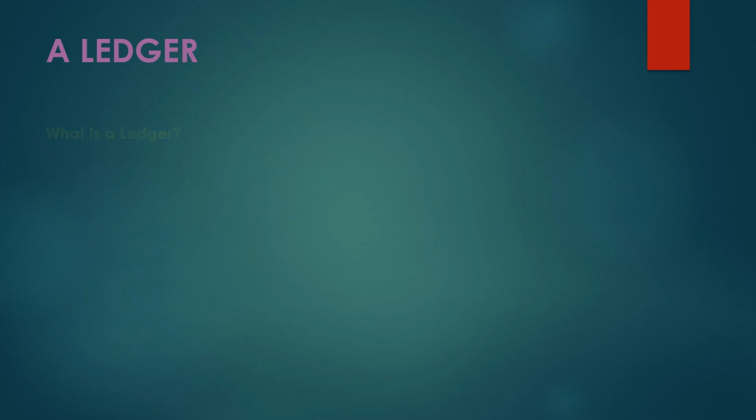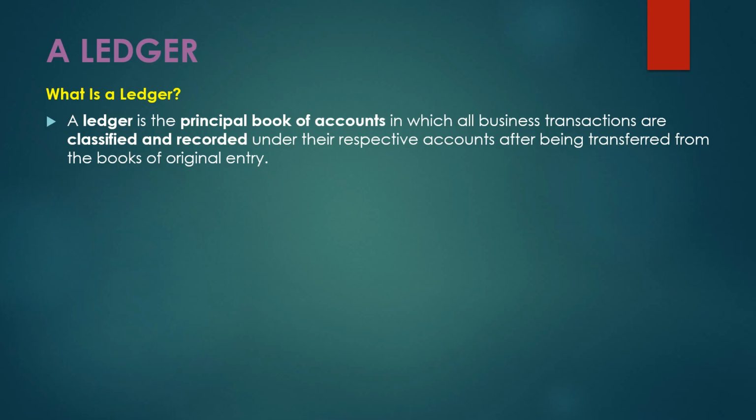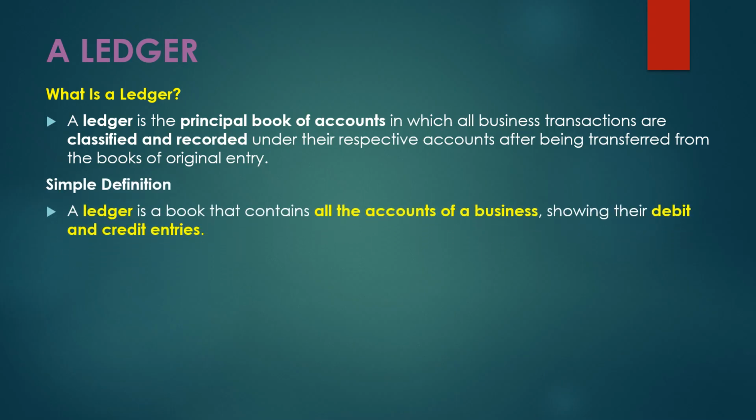So what is a ledger? A ledger is the principal book of accounts in which all business transactions are classified and recorded under their respective accounts. That is after being transferred from the books of original entry. So this is what we call a ledger. Right. So now let's try to define a ledger in the simplest way.